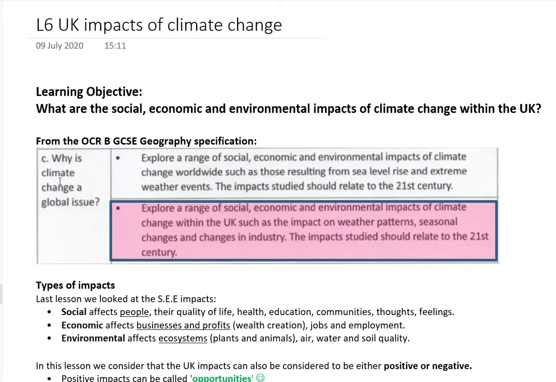This is part of the last part of the spec, which is all about climate change being a global issue. And last lesson, lesson 5, we were looking at the global impacts, especially in low-lying areas like Tuvalu or Kiribati, but also in other places like Brazil or with forest fires in Australia. So now we're looking at our own country and what will be the possible impacts of climate change in the country. The highlighted area on the screen here shows you the possible things you could write about, but they're just suggestions.